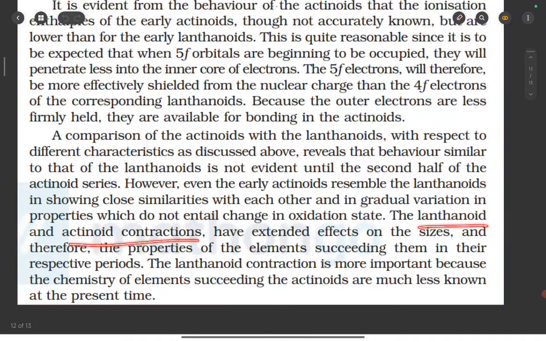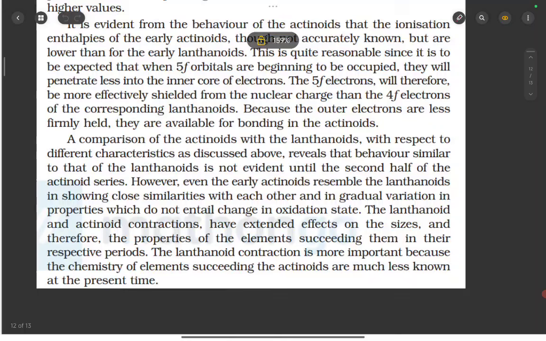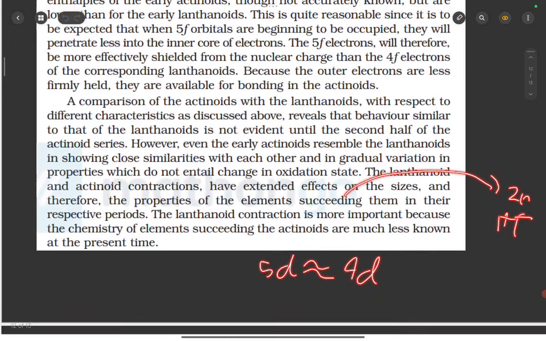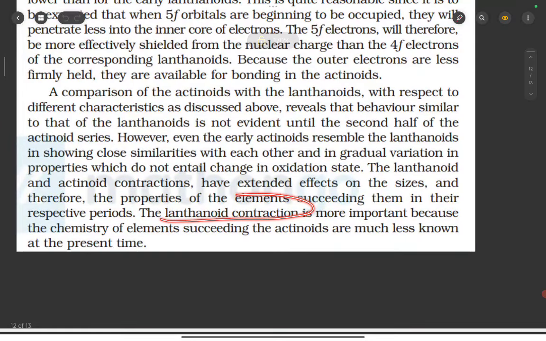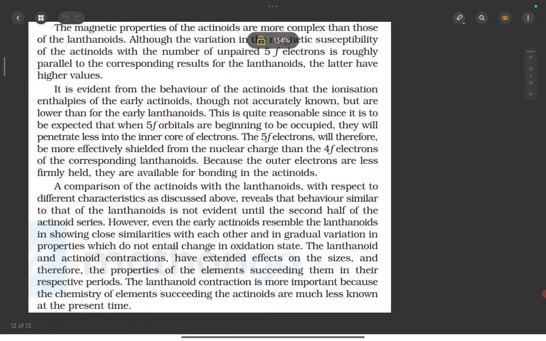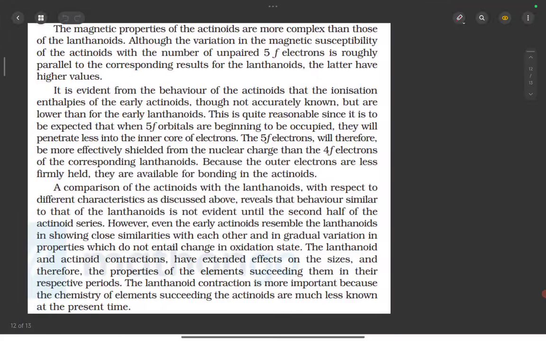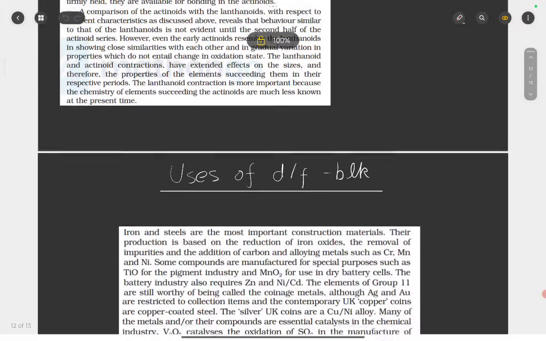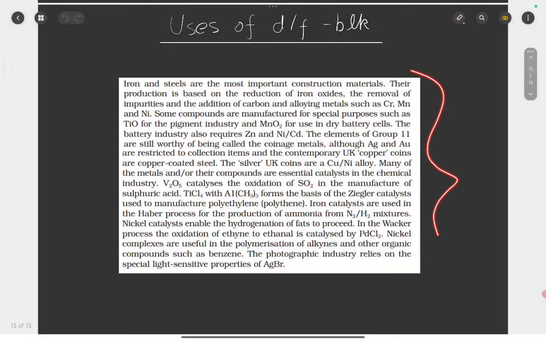The lanthanoid and actinoid contraction have extended effects on the sizes and therefore properties of elements succeeding them in respective periods. This is basically the zirconium and hafnium thing we studied earlier. Like the radius of 5d series is similar to that of 4d series. And lanthanoid contraction is more important because chemistry of actinoids is much less known. This you remember. Read this part and take a screenshot and read this.